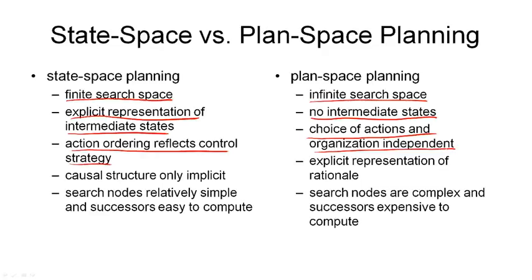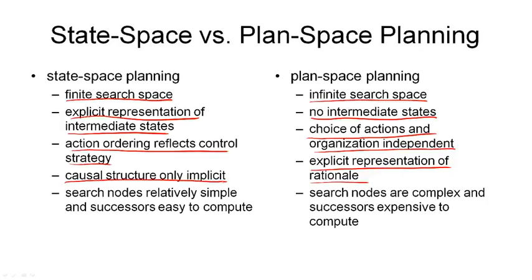Also, in plan space planning, we have an explicit representation of the rationale why actions are in the plan that is given by the causal links. There's no such structure in state space planning. We only have the sequence of actions that we need to execute. This is quite important for the execution of the plan, namely when things go wrong. If we then have the explicit knowledge of why we did an action, then it is much easier to fix the current plan.